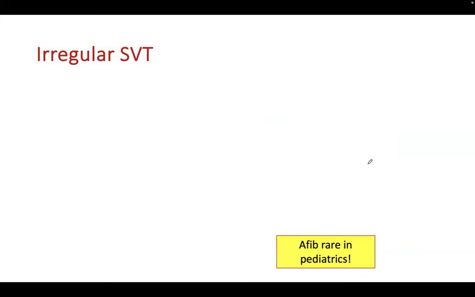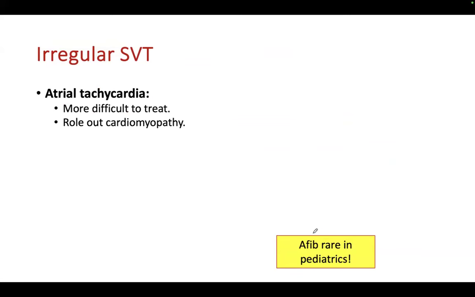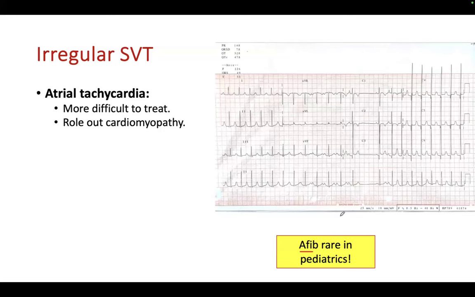Anyway, now for irregular SVTs. For irregular SVTs, your main differential is atrial fibrillation, but this is rare in pediatrics. Otherwise, atrial tachycardia is the most frequently seen irregular SVT, which just means there's a focus in the atria somewhere that is firing at different rates. It is usually more difficult to treat, and it might be associated with cardiomyopathy, or it might result in cardiomyopathy. So in any case, you want to do an echo for sure if you diagnose a patient with atrial tachycardia.